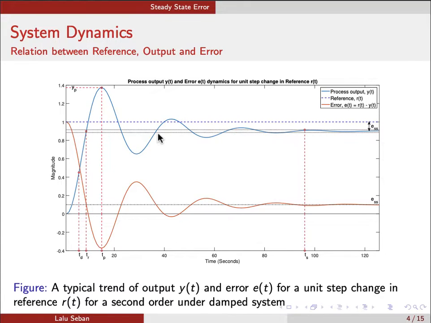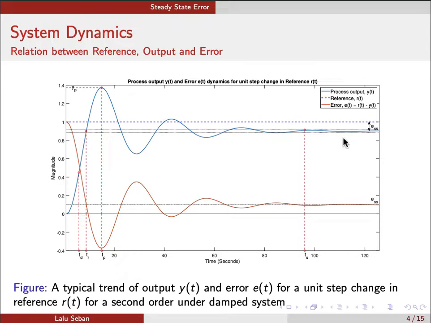So this indicates the process output. Second order underdamped system, so there are oscillations, overshoot, and all. And here the delay time, rise time, peak time, settling time, all are indicated. It is getting settled around some 100 units of time. So the input, the reference signal, as I have mentioned, is a unit step.